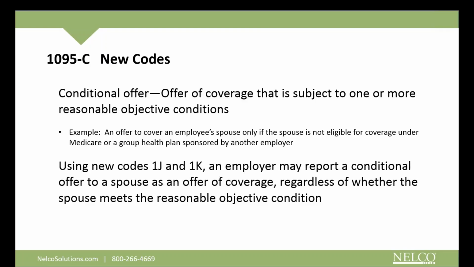Using the new codes 1J and 1K, an employer may report a conditional offer to a spouse as an offer of coverage, regardless of whether the spouse meets the reasonable objective condition. So, for example, in the situation I noted before, say my spouse would not be covered by her employer or by Medicare. Just because she doesn't qualify for that reasonable objective condition, it doesn't mean that you would not want to put one of the codes on there.